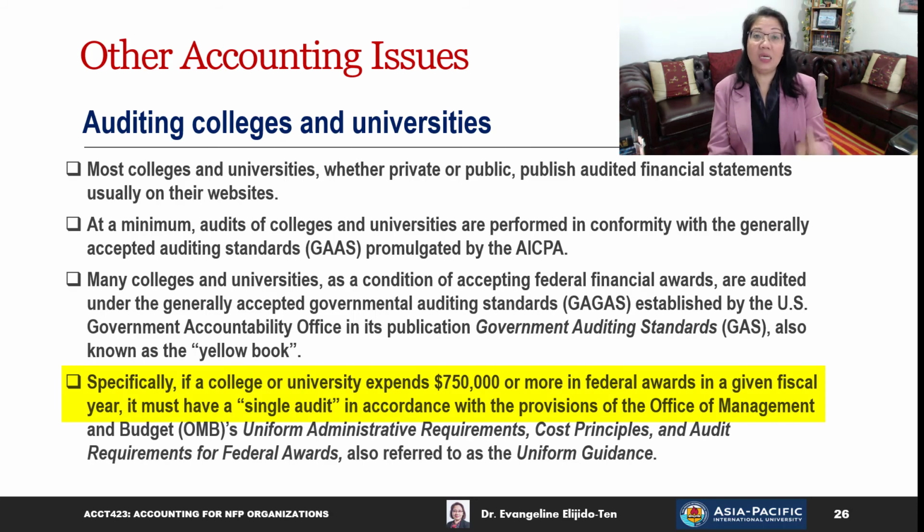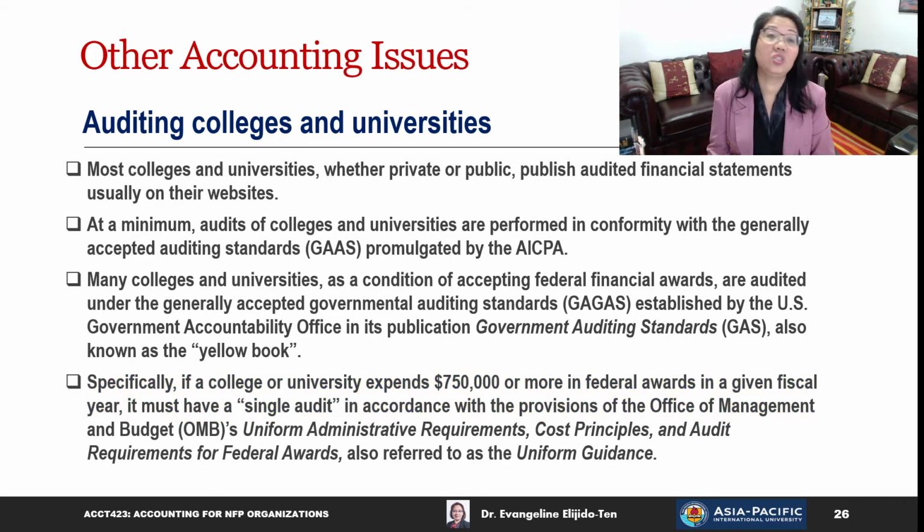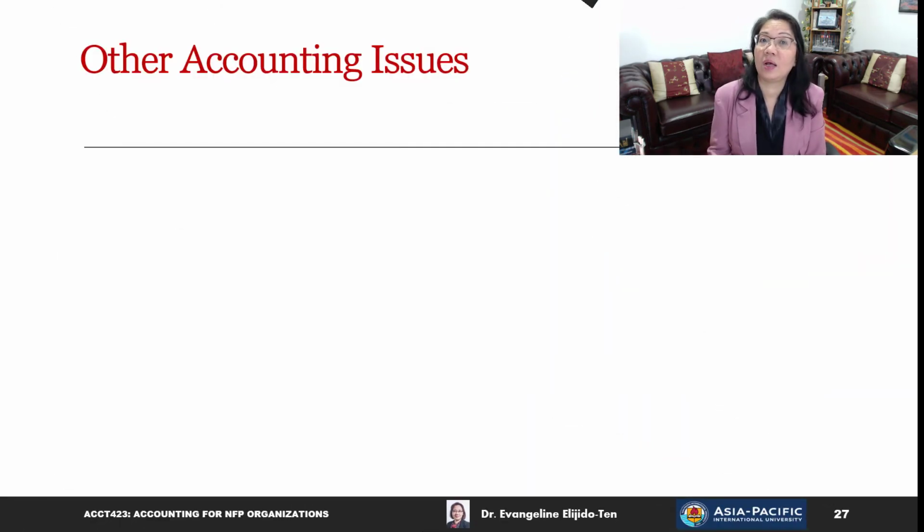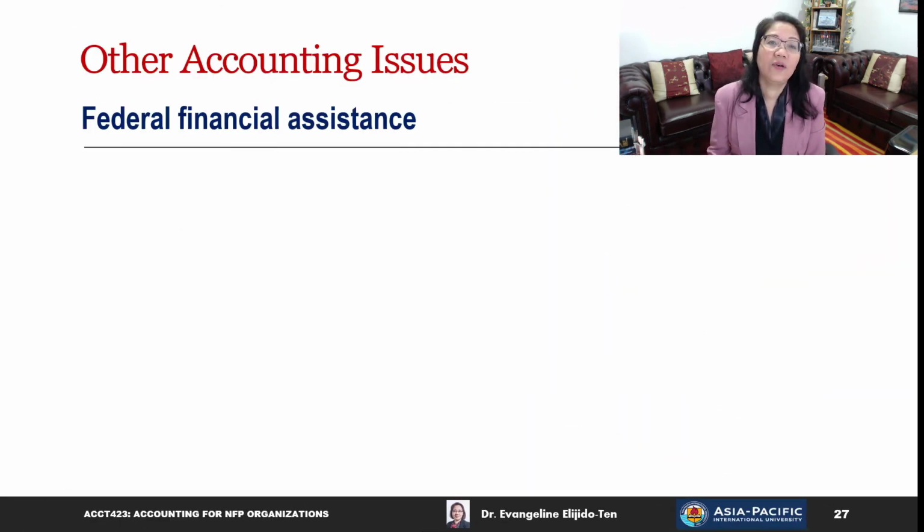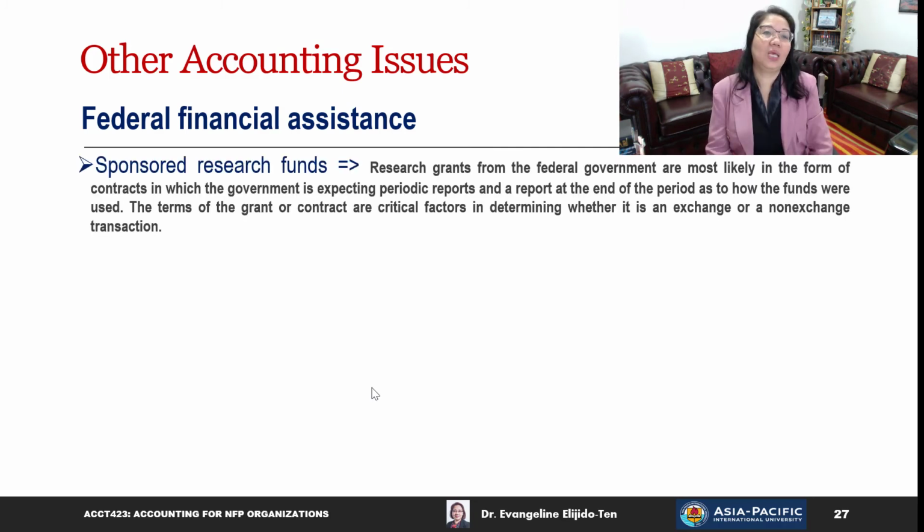And specifically, if a college or university expends $750,000 or more in federal awards in a given fiscal year, it must have a single audit. So, just like any governmental body or NFP receiving federal funding, they must undergo a single audit if they expend $750,000 or more. Finally, federal financial assistance.